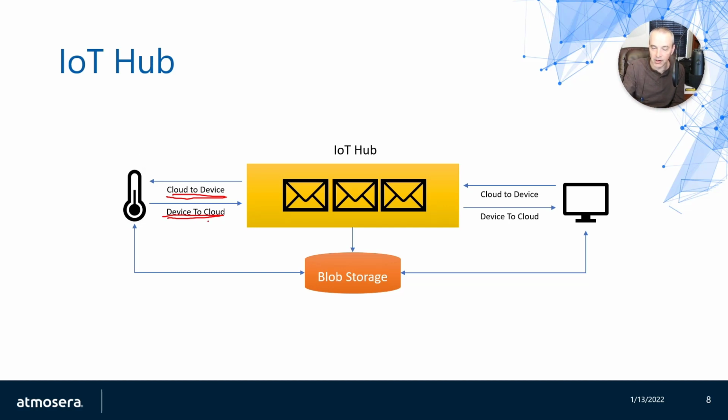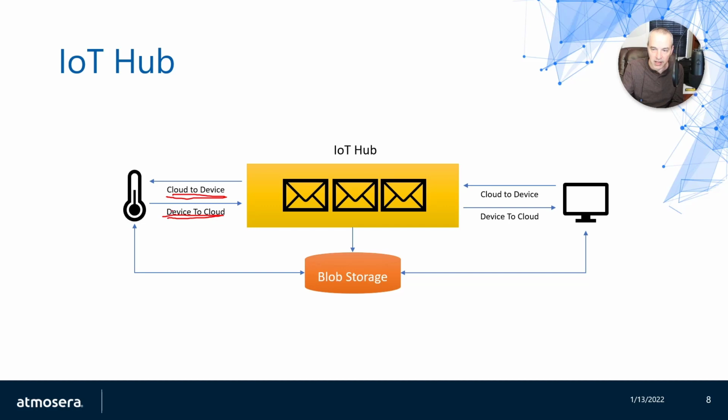You have device to cloud messaging, where a device is sending a message from the device up to the cloud, and that's actually under the hood using a topic, and you can have multiple subscribers to that topic. In any case, this is brokered by Service Bus under the hood, but it's still a two-way street for bidirectional communication from the device.